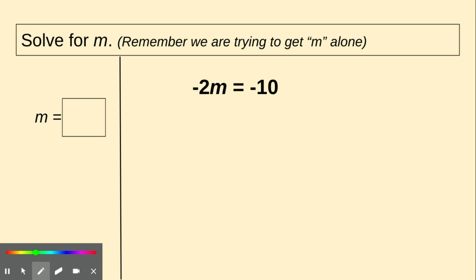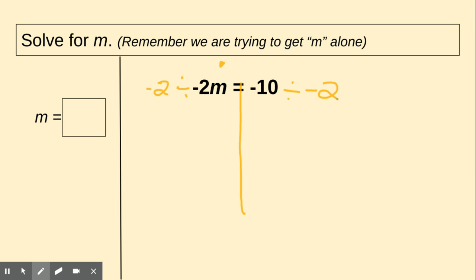Moving on to our next problem here, we are going to be solving for m again. Remember, we are trying to get m alone on the left side of the equal sign. I see negative 2 times m equals negative 10. So we're multiplying negative 2 by m. What is the opposite of multiplying by negative 2? The opposite will be dividing by negative 2. So we're going to divide both sides by negative 2. Negative 2 divided by negative 2 cancels each other out. Now we have m alone on the left side of our equal sign. All we need to do now is divide negative 10 by negative 2.